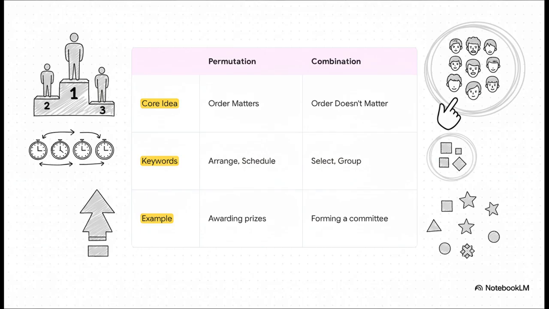Think about a permutation as arranging something, like a schedule or giving out prizes in a race. First, second, and third place are very different things, right? The order is crucial. Now think about a combination as just selecting a group, like picking 3 people for a project team. The people you pick matter, but the order you announce their names in, totally irrelevant.